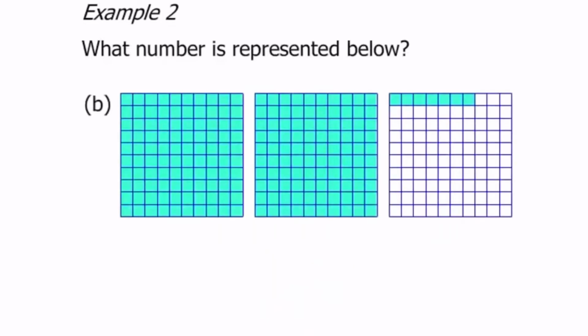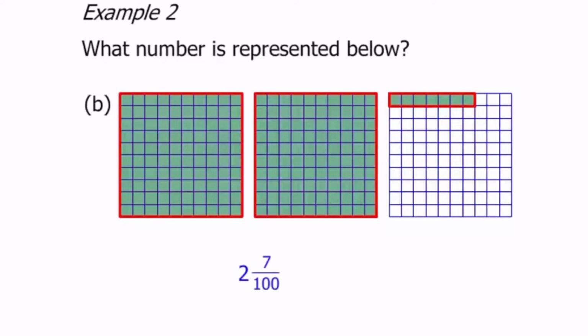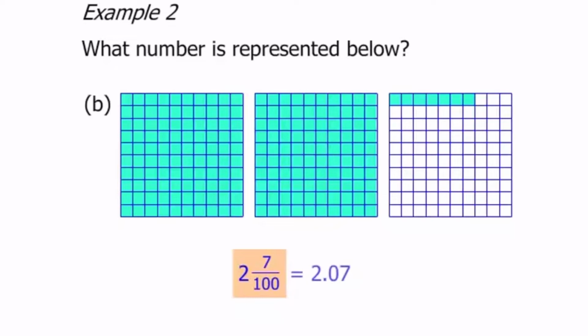The next one. We've certainly got 1, 2 wholes. Let's write the 2 down. And the fraction part, we've got 7 shaded out of the hundred, so 7 hundredths. So we've got 2 and 7 hundredths. In decimal form, 2.07. Excellent. Well, that concludes the lesson. Good luck with your questions.